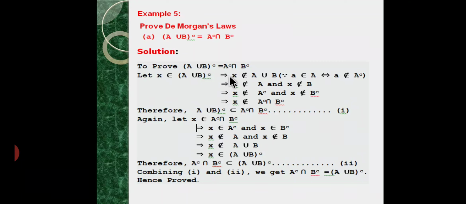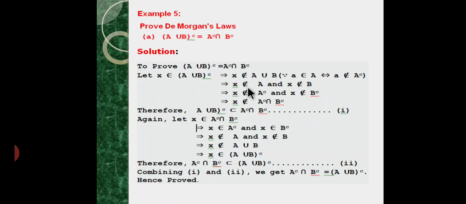union B whole complement, which means X does not belong to A union B. What is the condition for complement? A complement is equal to universal set minus A. So in this A union B whole complement, X does not belong to A union B means here in place of A we are having A union B. So X does not belong to A union B.